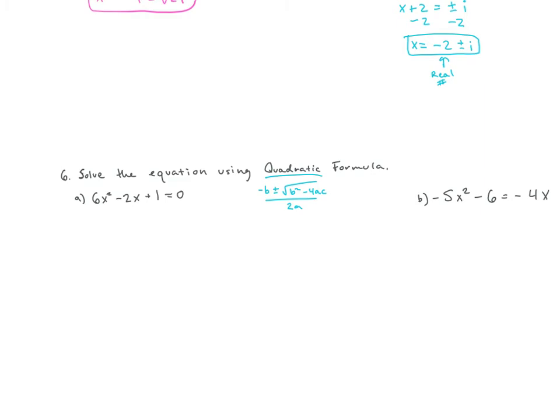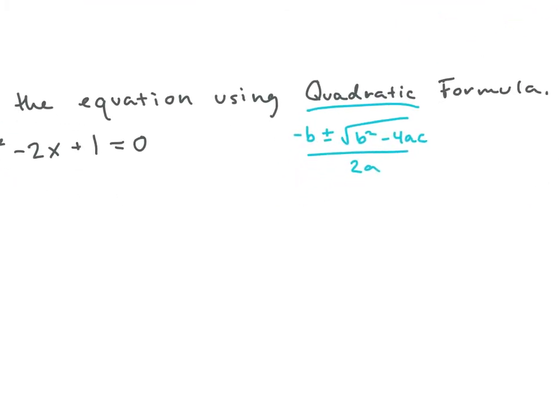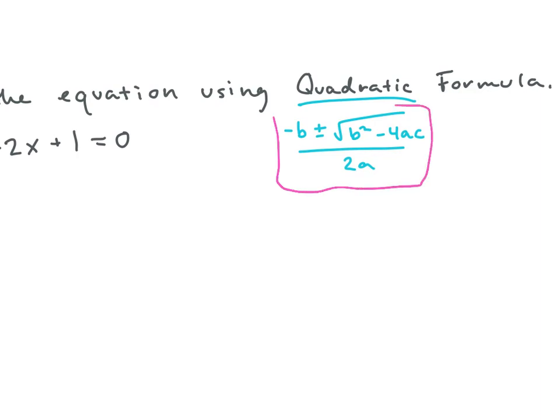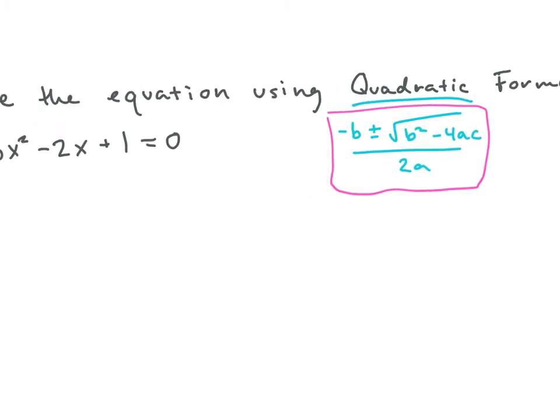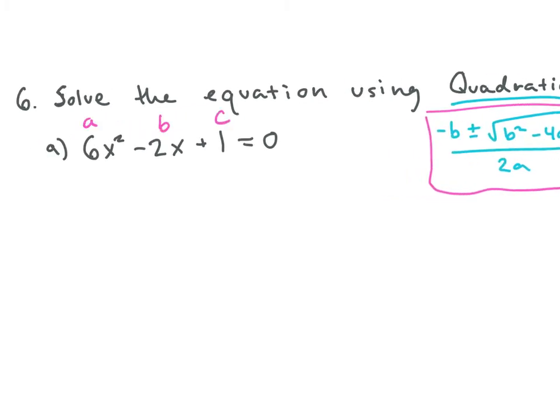So 6, we need to solve the equation using the quadratic formula. So our quadratic formula is negative b plus or minus the square root of b squared minus 4ac over 2a. And we get our a, b, and c from our equation. So we plug everything in. Negative 2 becomes a positive 2, plus or minus the square root of negative 2 squared, minus 4 times a times c, over 2 times a. And now we simplify.